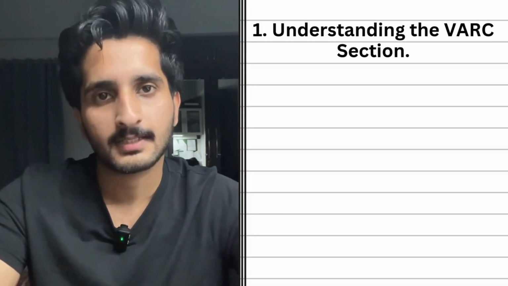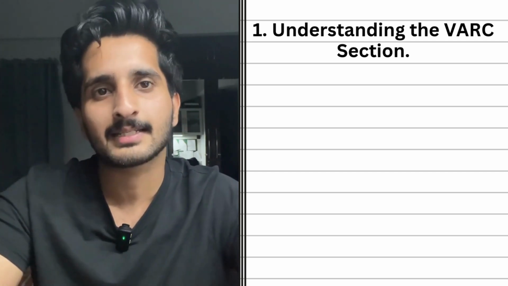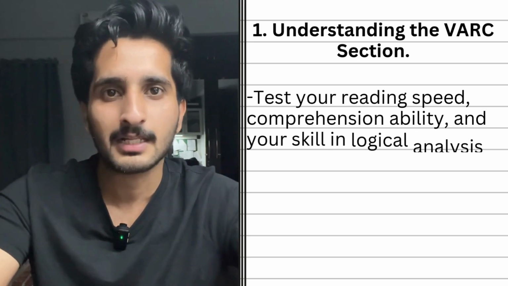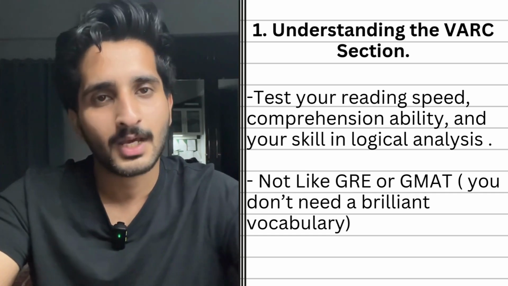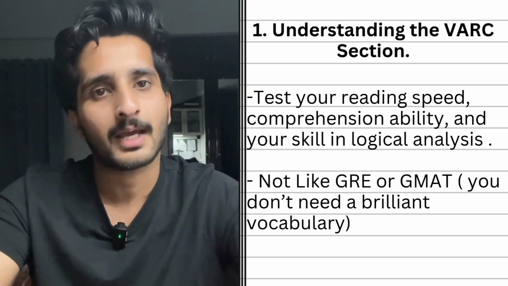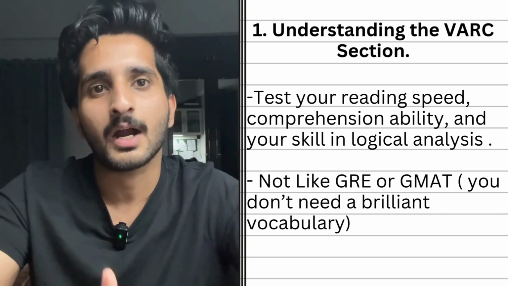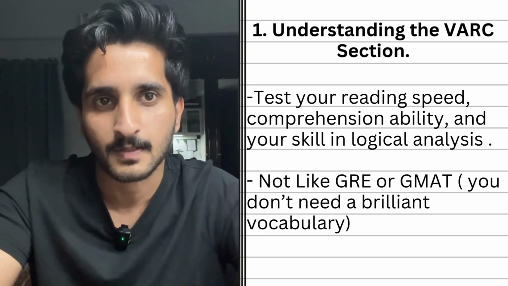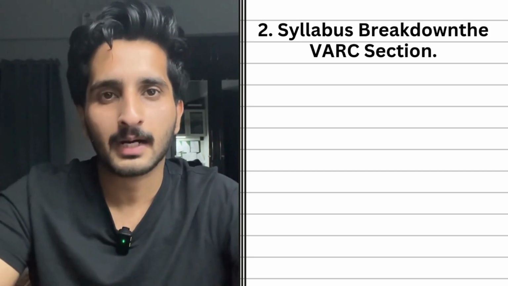So first, let's understand what the VARC section is. VARC, which is verbal ability and reading comprehension, is a section of CAT. It is designed to test your reading speed, your comprehension ability, and your skills to logically analyze what's written on the screen. Unlike exams like GRE and GMAT, you don't need brilliant vocabulary for this particular exam. It's not about how well you can understand fancy words, it's about whether you can really understand what's written on the screen.